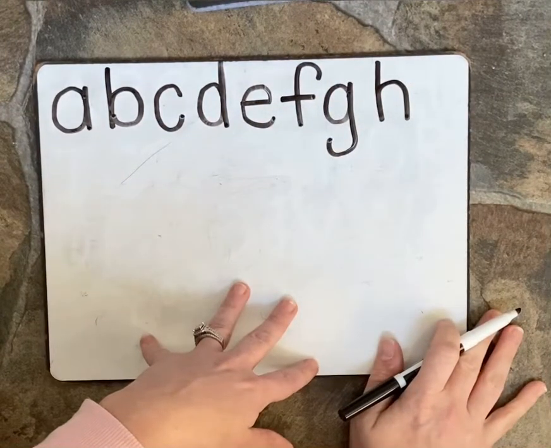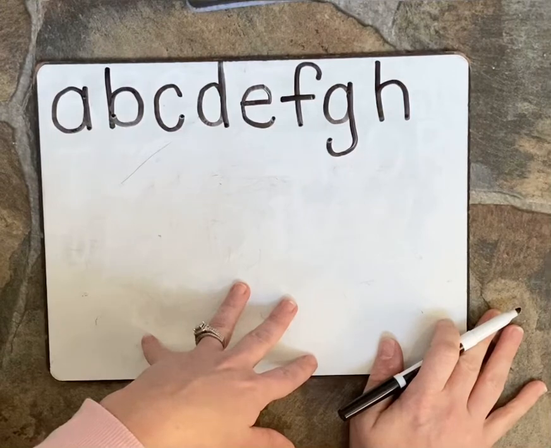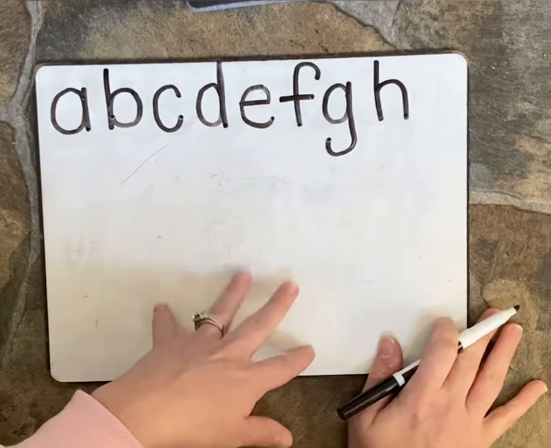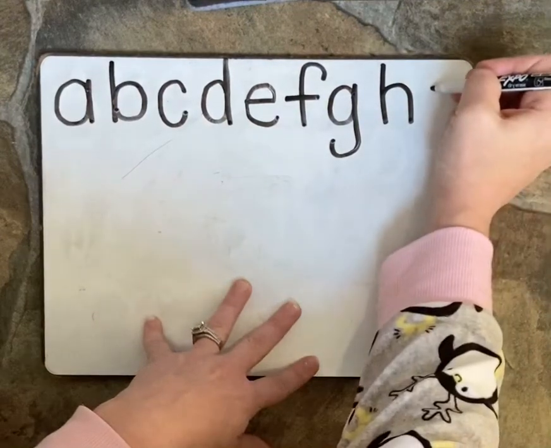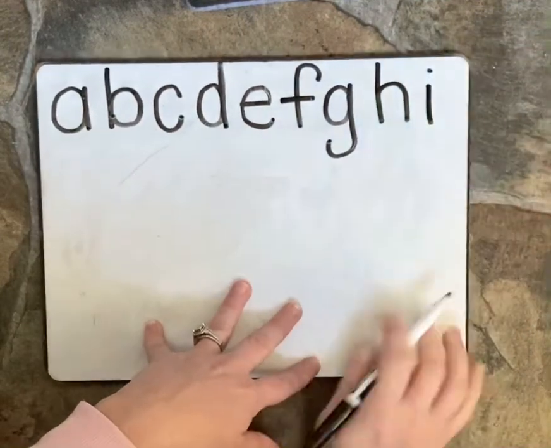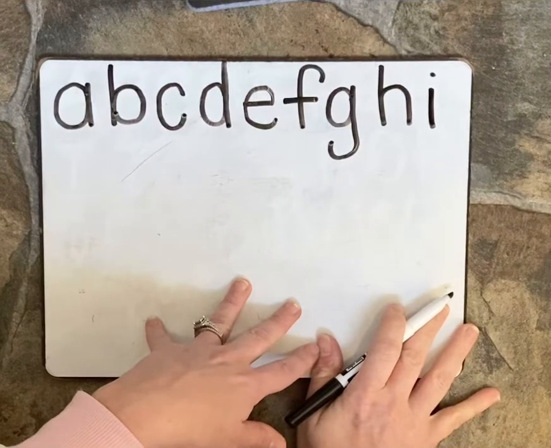All right, what comes after the H? The letter I. I's a fun one too, and it's a pretty easy one to remember. Lowercase I is just a straight line down and dot. All right, what comes after I?